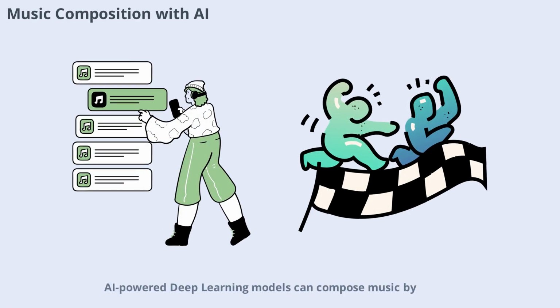AI-powered deep learning models can compose music by learning from vast datasets of melodies and rhythms. These models generate original compositions, blending creativity with technology. The ability to create music demonstrates how deep learning adapts to diverse fields, inspiring new forms of artistic expression.